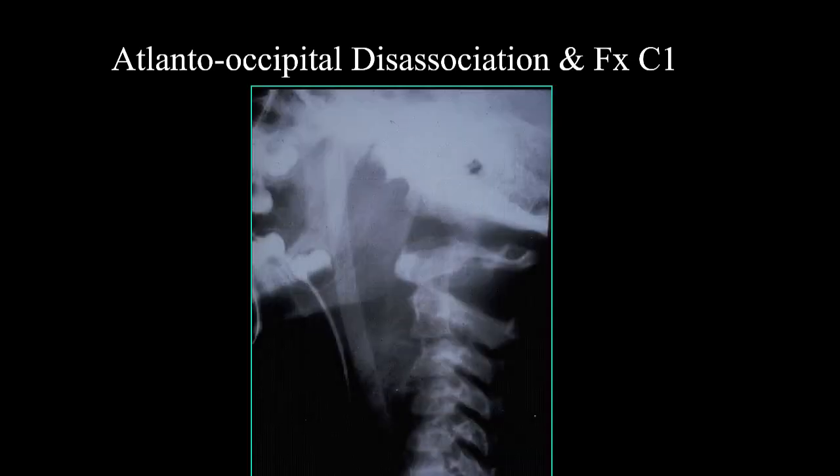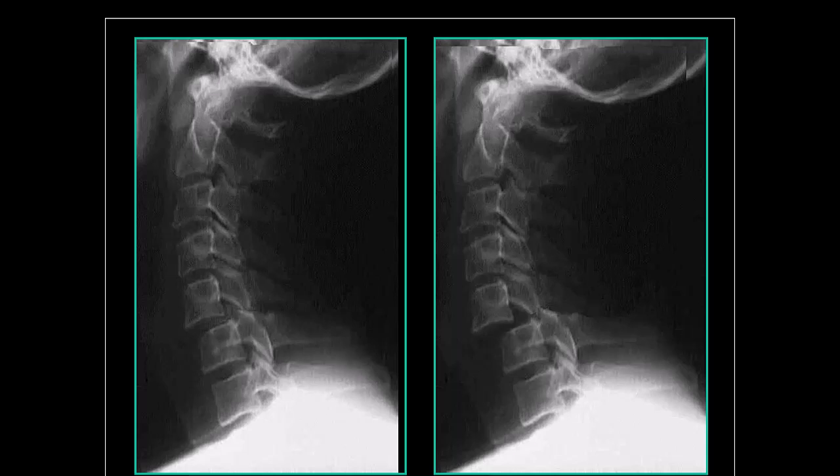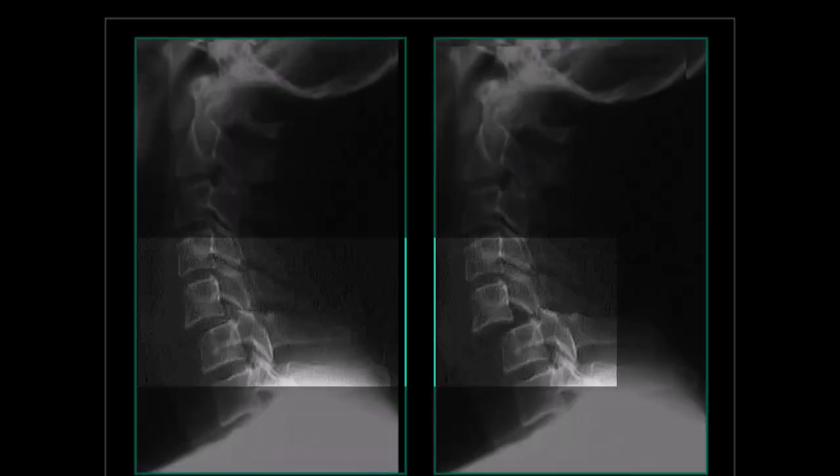If you see a fractured dens, you want to definitely check for atlanto-occipital dissociation with this fracture of C1. Let's take a look at these two images. They're both showing facet damage, but one would be unilateral and one would be bilateral. How can we tell? It is by the amount of distance that the vertebra is forward above the vertebra below.